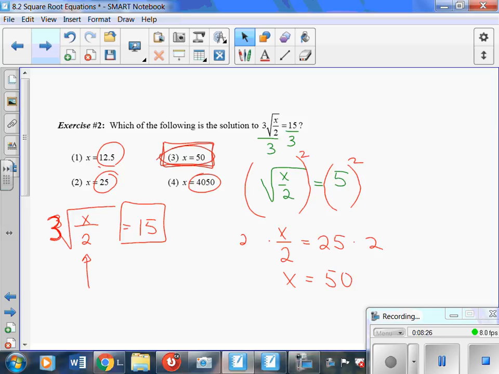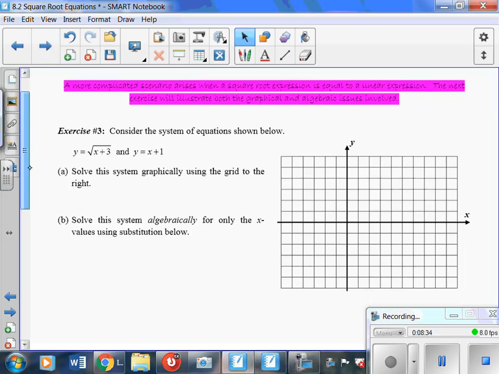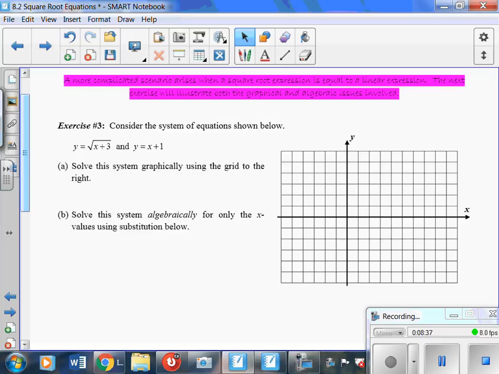Moving on to number 3. Okay, so it says here, a more complicated scenario arises when a square root expression is equal to a linear expression. So in exercise 3, they said consider the system of equations. Again, great question, because it's really combining things that we've done before. So we have y equals x plus rad x plus 3, and y is equal to x plus 1. And A says solve the system graphically using the grid to the right.